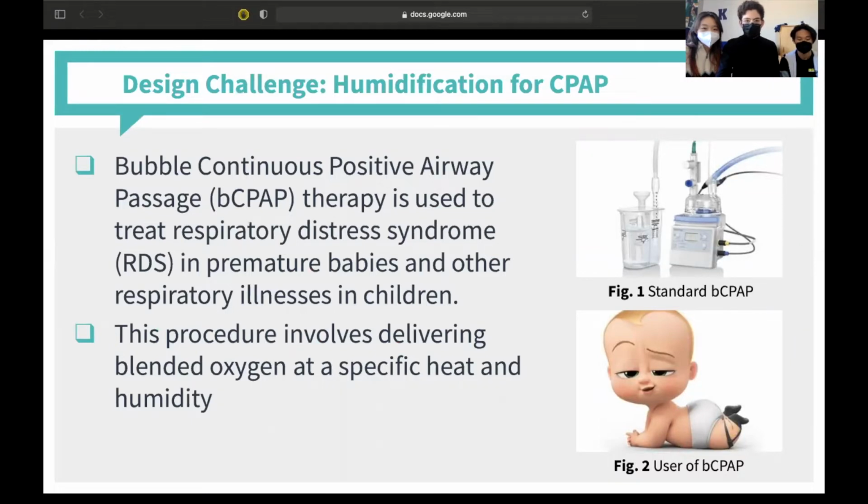So bubble CPAP, continuous positive airway pressure therapy, is usually used for respiratory illnesses in premature babies and in young children, and involves delivering oxygen blended at heat and humidity that is purified to the baby's lungs.